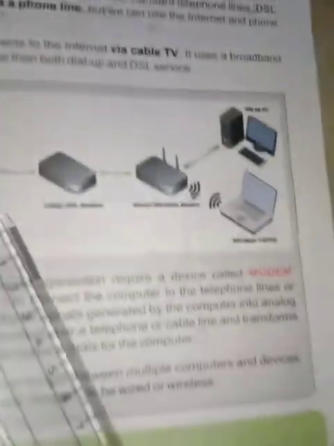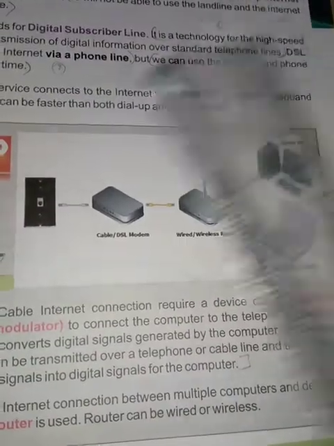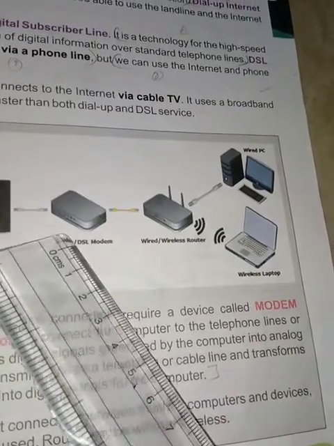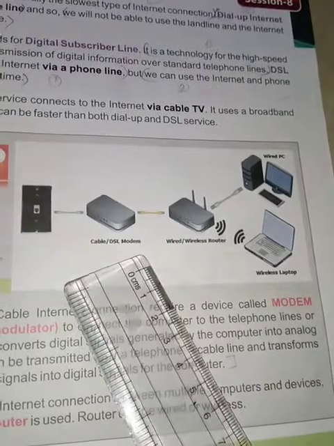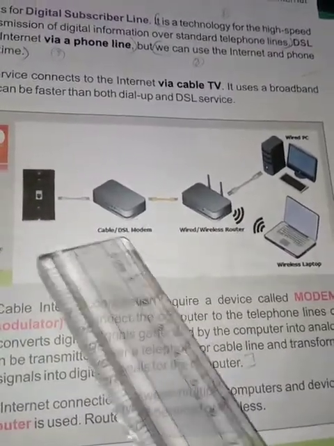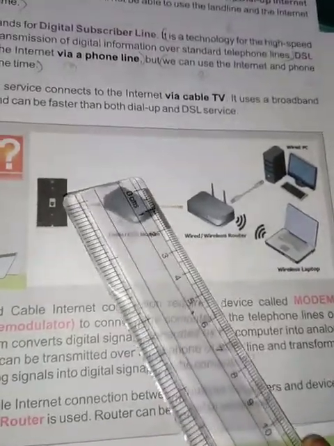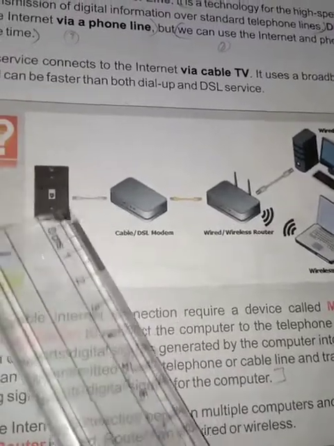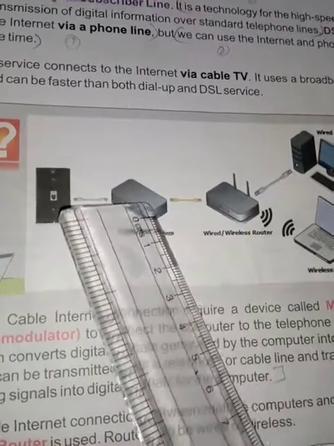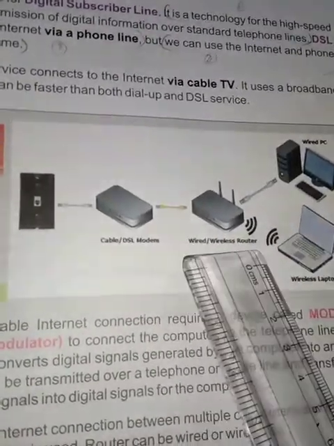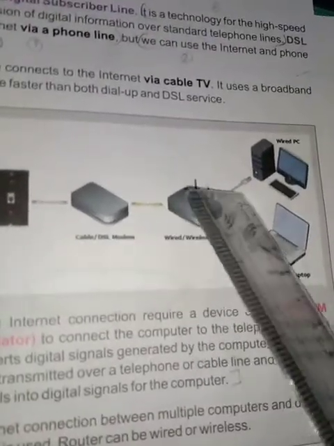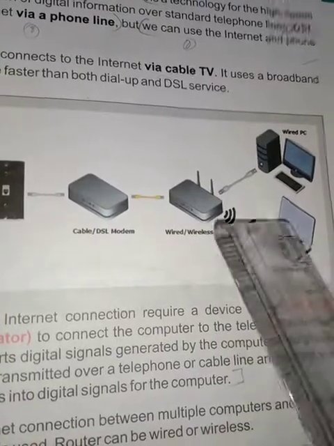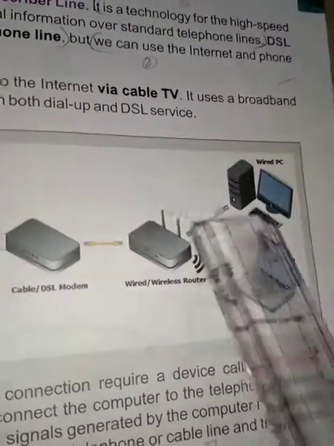So see here. This is the cable or DSL modem. This modem is used for connecting the internet, and this is the telephone line. It is connected to the modem. When you have to connect more than one device to this modem, we use this router. It may be wired or wireless. See, this is a wired connection to the PC, and the router is wireless when it is connected to the wireless laptop. This is the wired PC, that is personal computer.